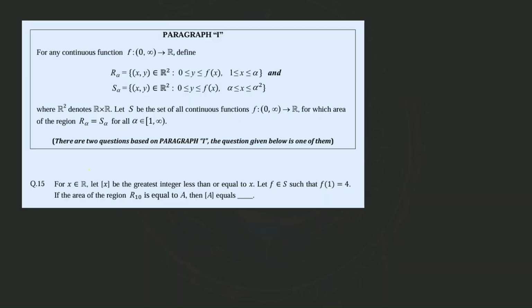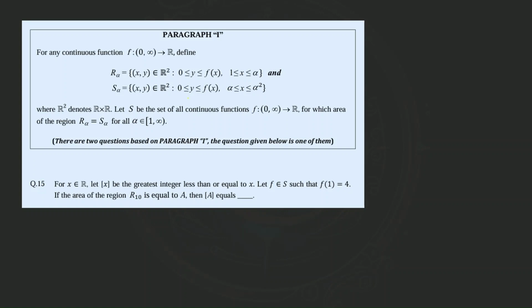So this is question number 15 here. It is saying, for any continuous function f defined from open 0 to infinity to all real numbers, for positive x we are working on. Define R alpha as the set of (x, y), this region, and S alpha is similarly defined, where R square is R cross R, so it defines the xy plane.